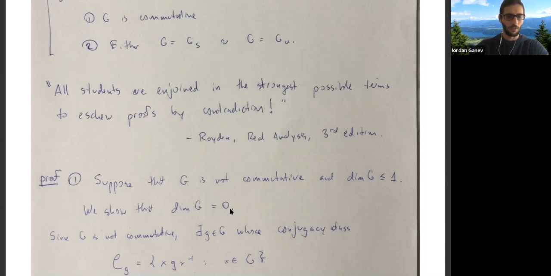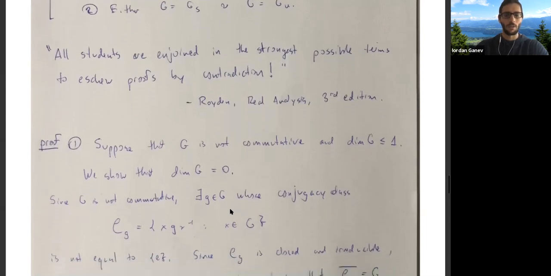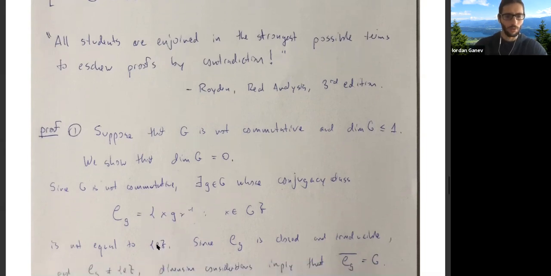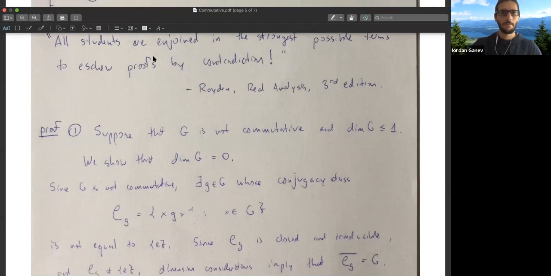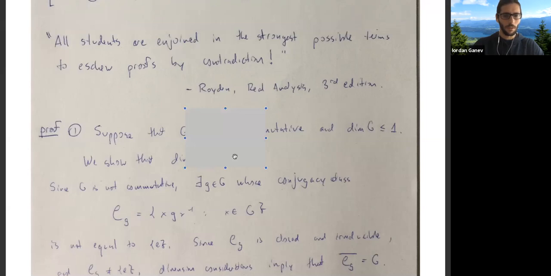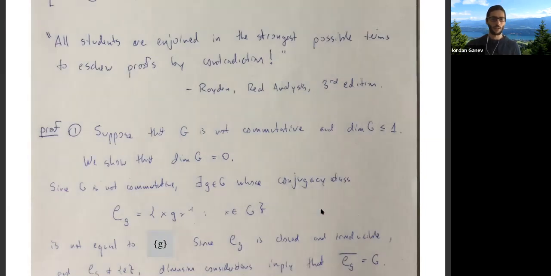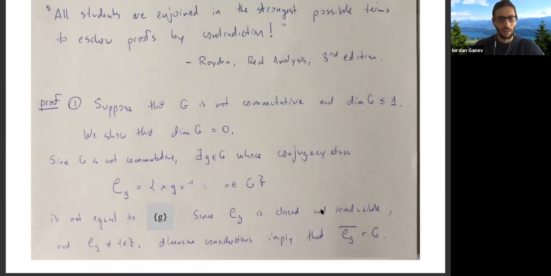Since G is not commutative, there's a non-trivial conjugacy class. So there's some element g and some element h where conjugating g by h doesn't give you g itself. Let me fix that. There's some element in G that takes this little g somewhere else. It doesn't leave it at g. And now this conjugacy class is closed and irreducible, and it's not equal to just one point.